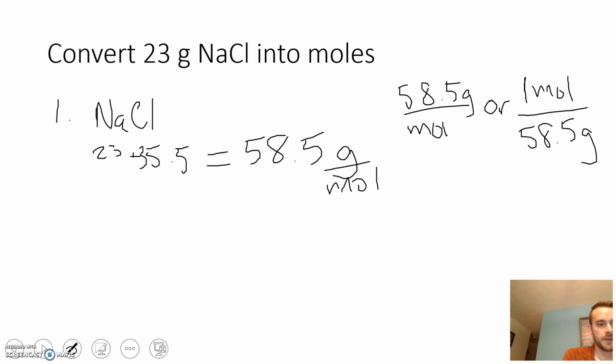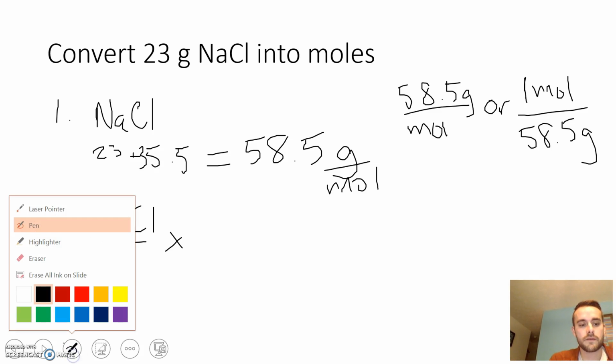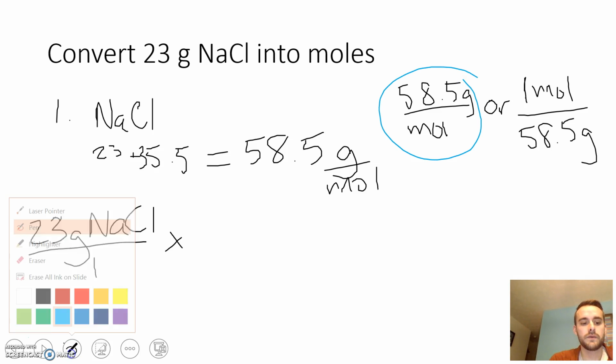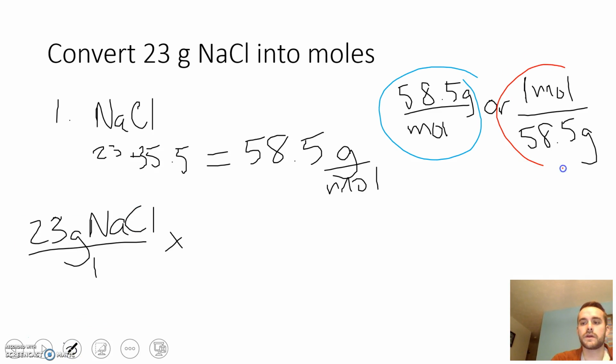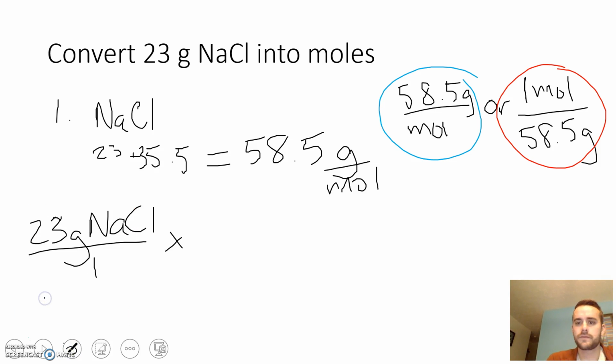So here's our first step. After you've done that, you're going to write down 23 grams of NaCl, and you always put that over 1, and then we're going to multiply by the conversion factor. So you are picking here, and I'll highlight them again if I can, between that and blue, or this and red. So which one are you going to choose? The red is correct, because you want grams to cancel.